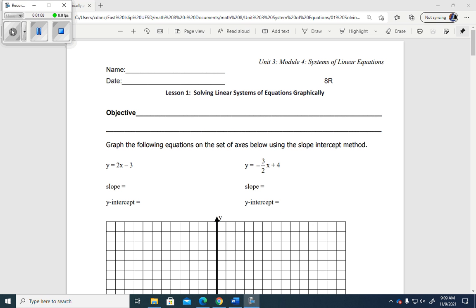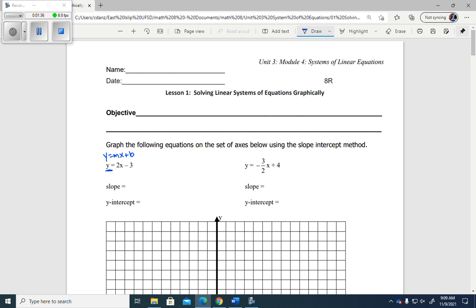So this do now is asking us to graph the following equations on a set of axes below using the slope-intercept method. So one thing that stands out to me is that they're both already in y equals mx plus b form. Remember, if a linear equation is not in this form, you have to use inverse operations to get it in this form. So when it says y equals, we're already happy. It's already set up nicely for us.